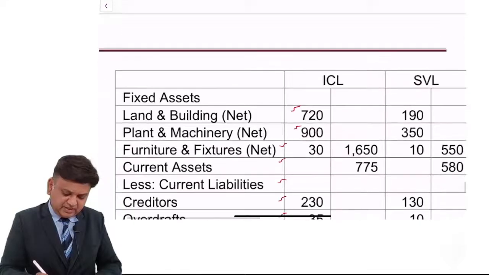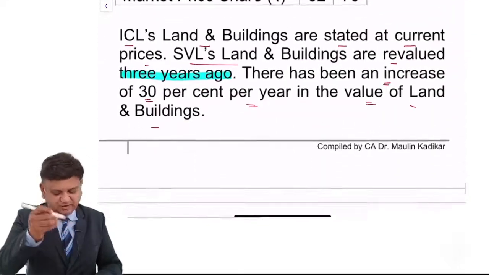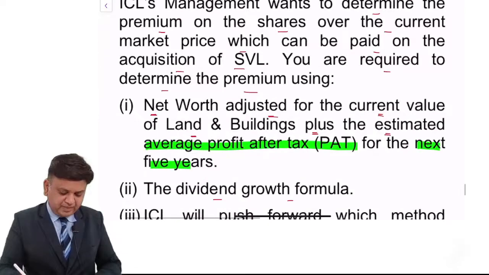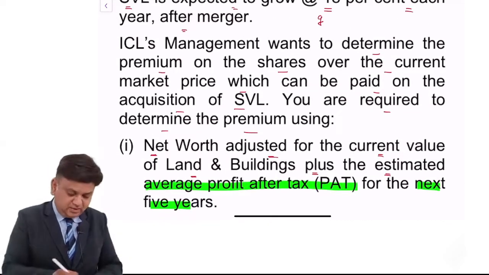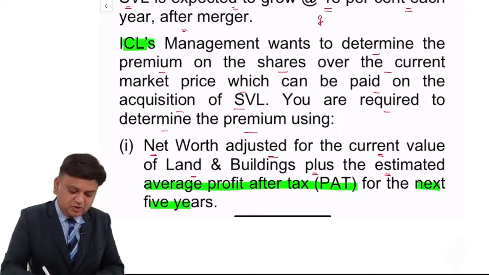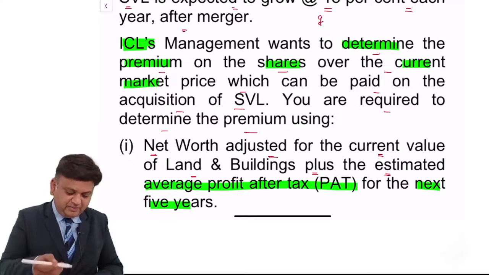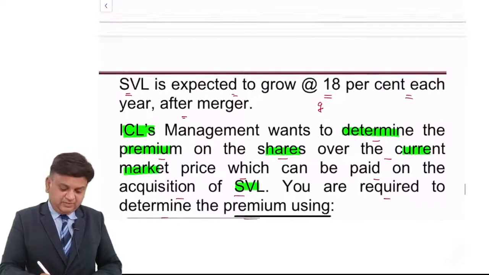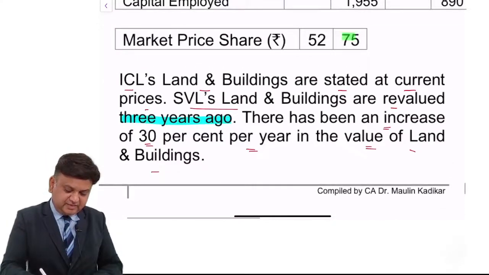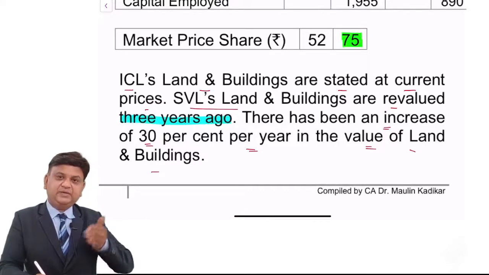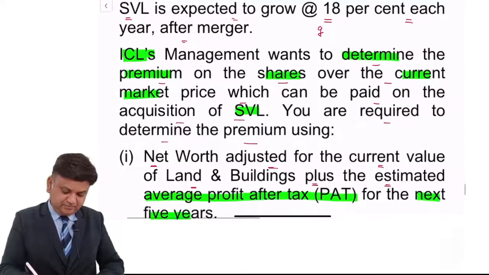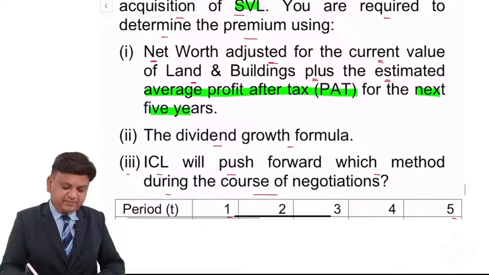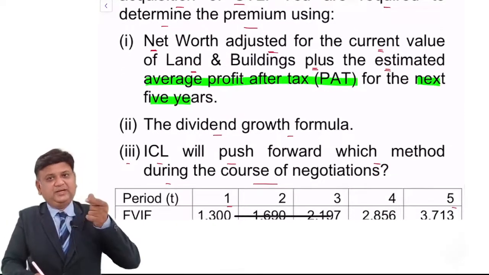The question is providing detailed information where too much information is given to us. It is simply that the acquiring company's management wants to determine the premium on the shares over the current market price which can be paid for acquisition of the target company. We have been provided with the price of the target company, 75. So what is the premium that we can pay? That is the question. We are required to determine the premium using. So how to determine it?